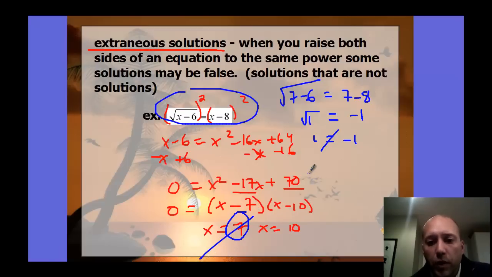Let's put in 10. So the square root of 10 minus 6 equals 10 minus 8.